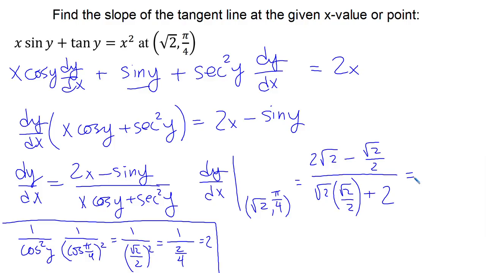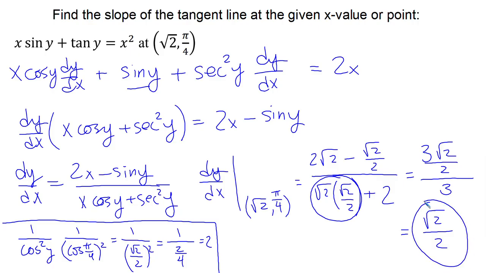So 2 root 2 minus root 2 over 2. Well, that's 2 root 2's minus a half of root 2. So that seems like that would just be 3 root 2 over 2. Right? If we got a common denominator, we'd see it's 4 root 2 minus 1 root 2 all over 2. And then in the denominator, we've got root 2 over 2 times root 2 over 2. Well, root 2 over 2 times root 2 over 2 is 2. And then the 2 over the 2 becomes just a 1. So that whole term is just 1 plus 2 makes 3. And the 3's will now cancel, and we just end up with our final answer of root 2 over 2.